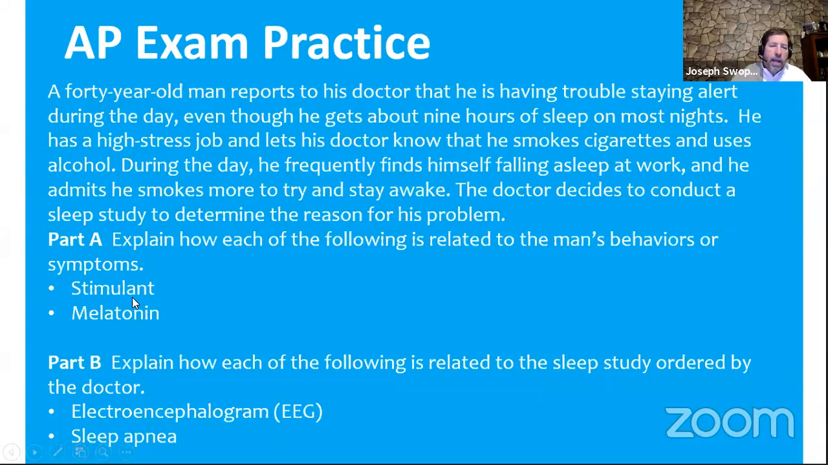So part A, and let me stop here. It's really important to read the questions and not just blindly go in to define, apply, because the application is going to be dependent on what the question asks you. So explain how each of the following is related to the man's behaviors or symptoms. You got stimulant, you got melatonin, and then part B, explain how each of the following is related to the sleep study ordered by the doctor, EEG and sleep apnea.